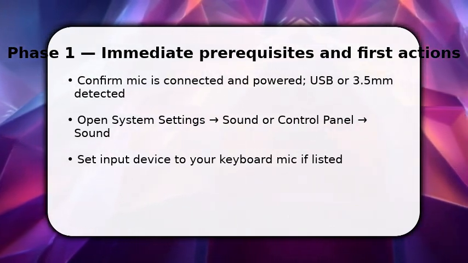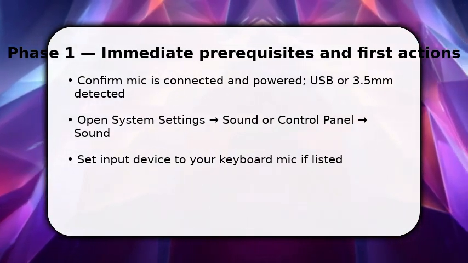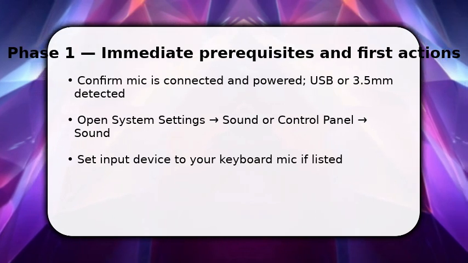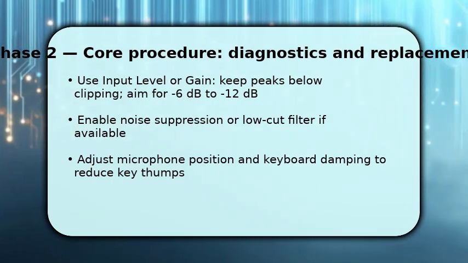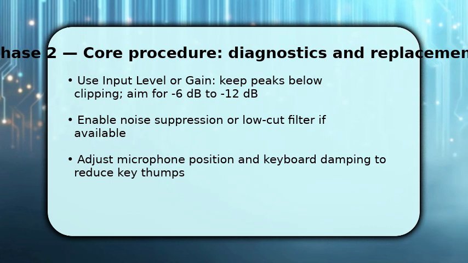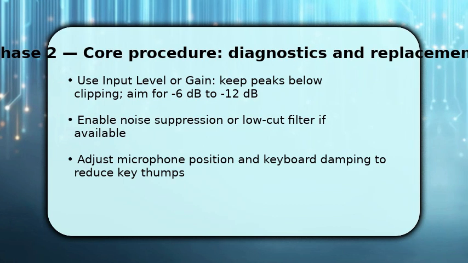You do this early because device selection prevents conflicts later, and it lets you immediately view level meters to confirm the signal. Once the keyboard mic is selected, raise input gain until the meter shows strong but not clipped signal. Aim around -6 to -12 decibels for headroom.